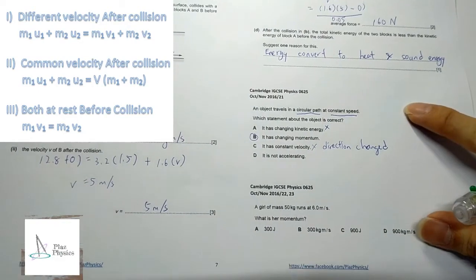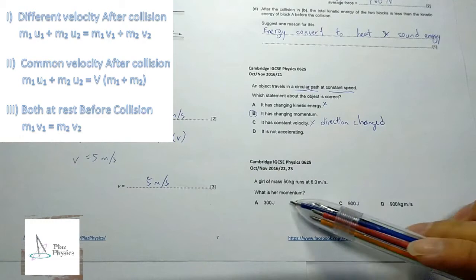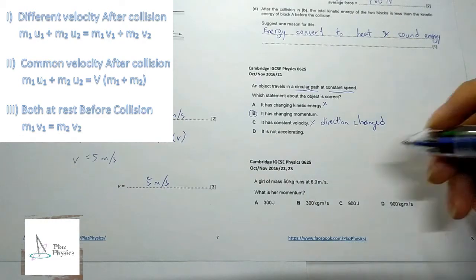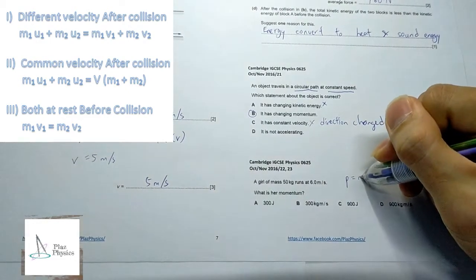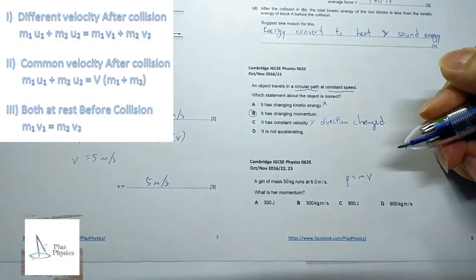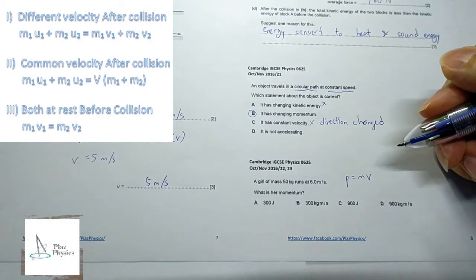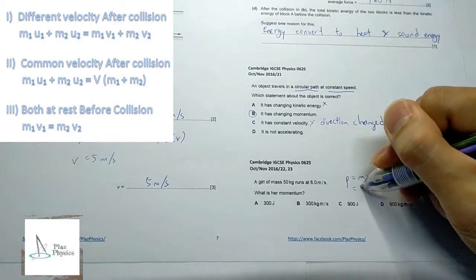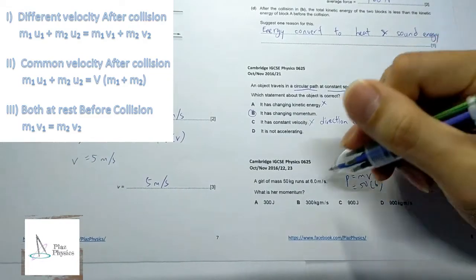Okay, next multiple choice question. Okay, this one direct question. p equals mv. So 50 times 6. So we will get 300.